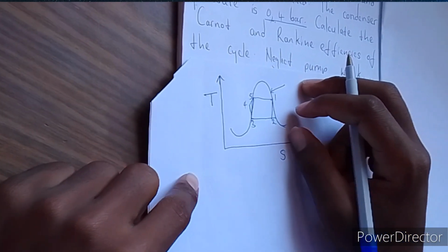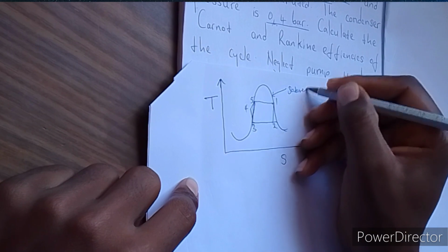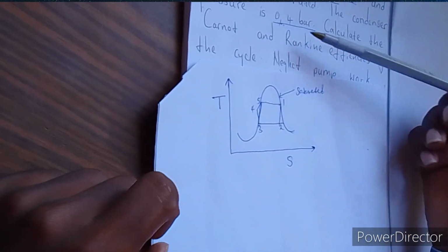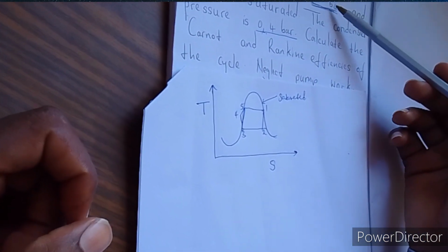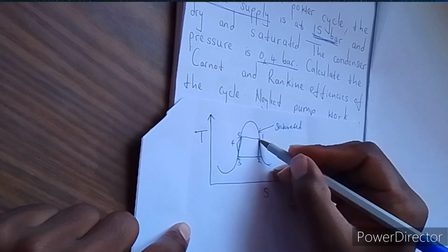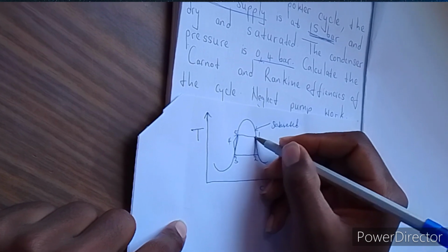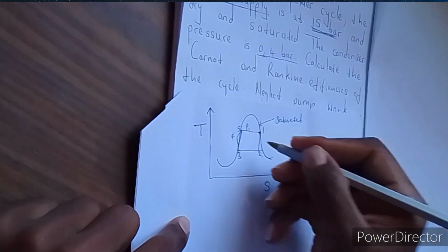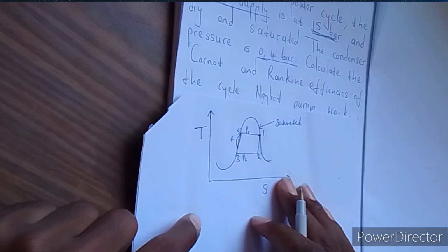This line is representing our saturated vapor. Because in our question we are not having the superheated steam, we are just having the saturated vapor. So this is where we are having our first saturated vapor point, meaning to say our P1 is going to be on this side, and then our P2 is going to be this side.